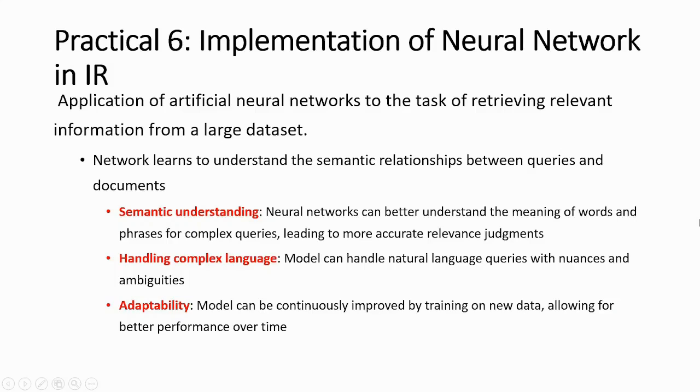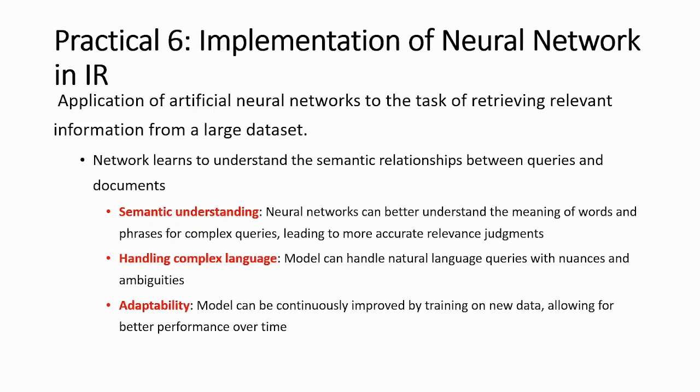In this session we are going to see the practical implementation of a neural network in an IR model. As a basic concept, a neural network in IR refers to an application of artificial neural networks to the task of retrieving relevant information from a large data set. The neural network learns to understand the semantic relationship between the queries and the documents. The main benefit of a neural network model is semantic understanding.